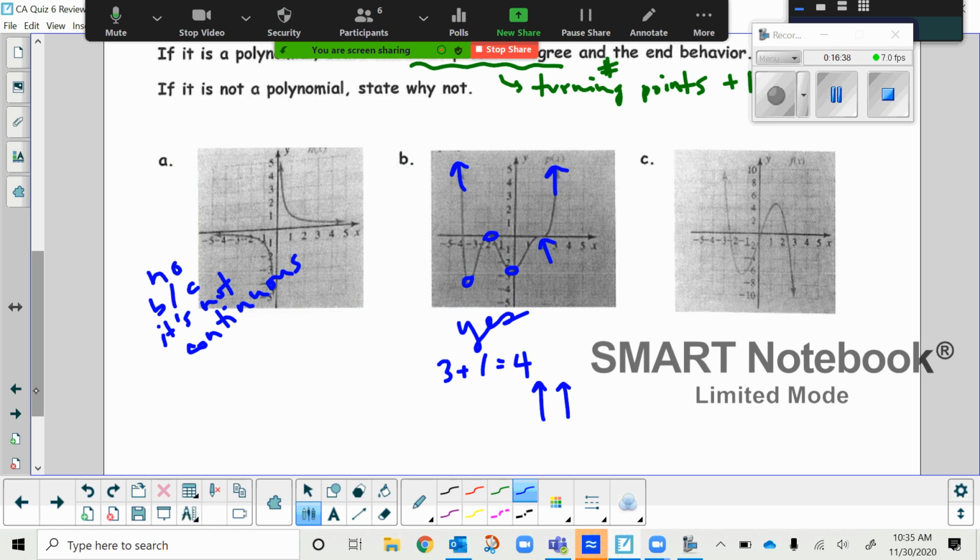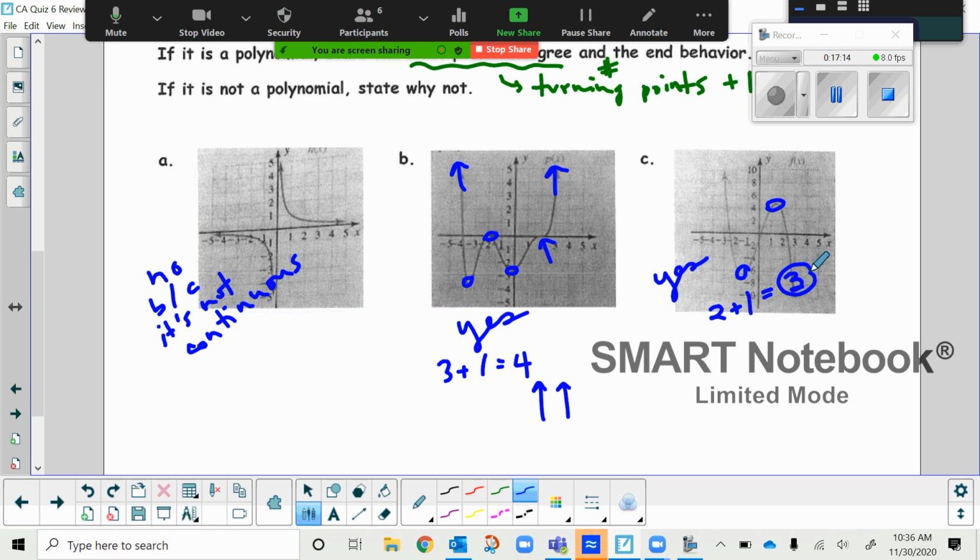And then for C, is that a yes or a no as for a polynomial? Is it smooth and continuous? Yes. The number of the least possible degree is the number of turning points plus 1. How many points do you see the graph turning direction? 2. Here and here. So then you're just going to add 1 to that. And the least possible degree is 3.